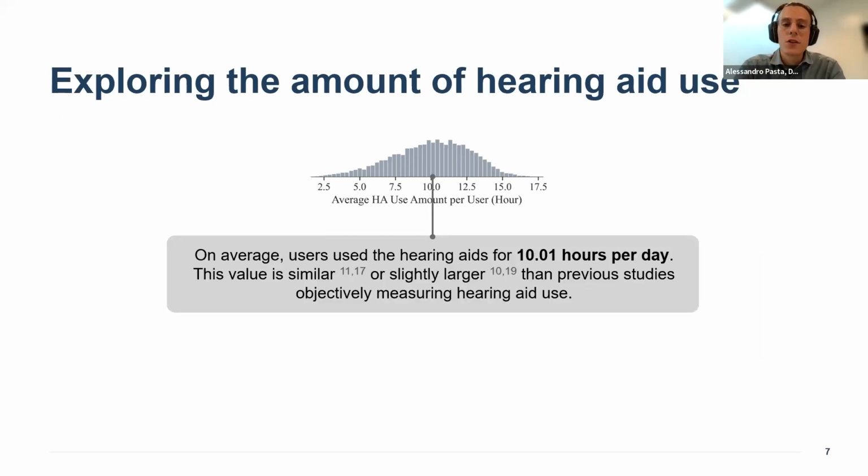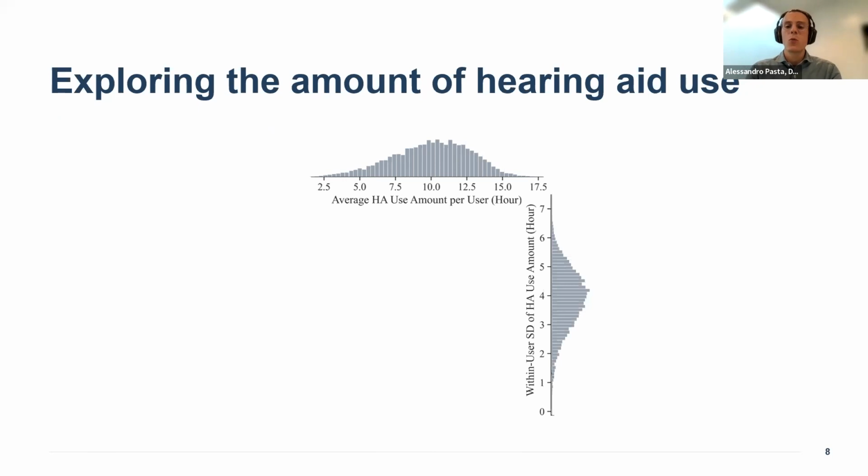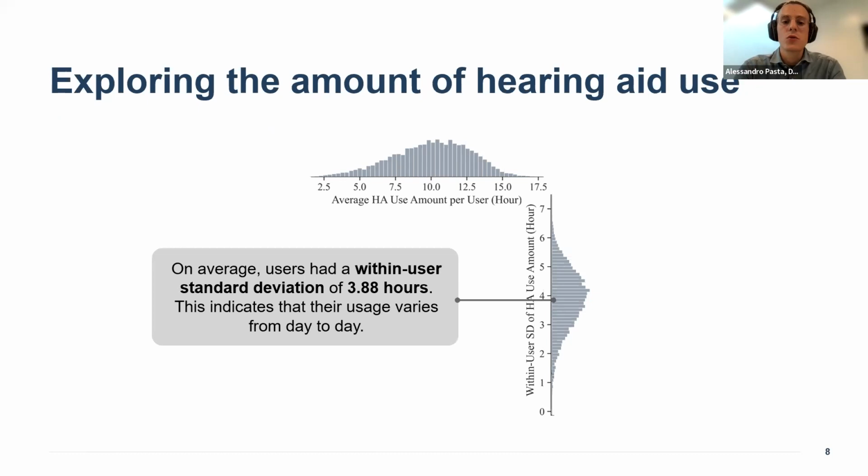And we can see that on average, our users use the hearing aids for around 10 hours per day. When looking at the literature, this value is similar or slightly larger than previous studies that measured hearing aid use through objective measures. We then looked into the within user standard deviation of the hearing aid use amount. So to what extent the users vary from day to day. And we saw that on average, users had a within user standard deviation of around 3.8 hours, indicating that their usage tends to vary from day to day.